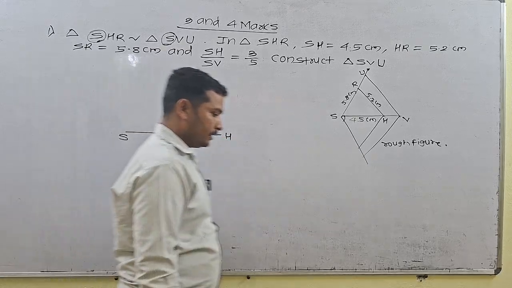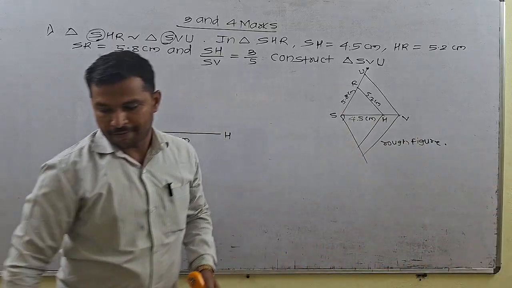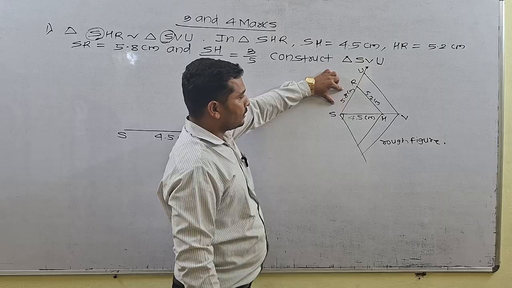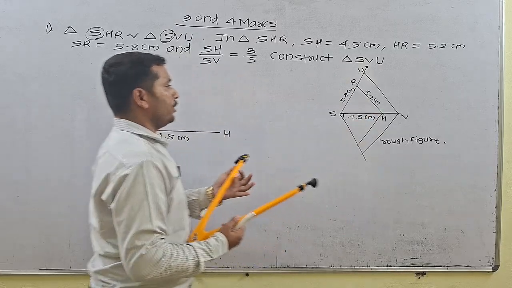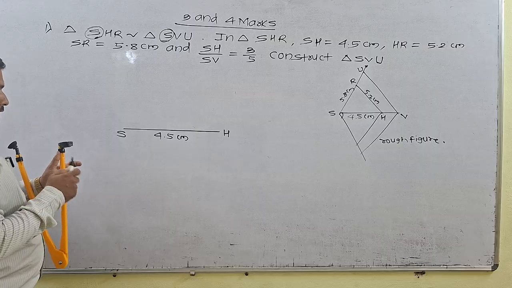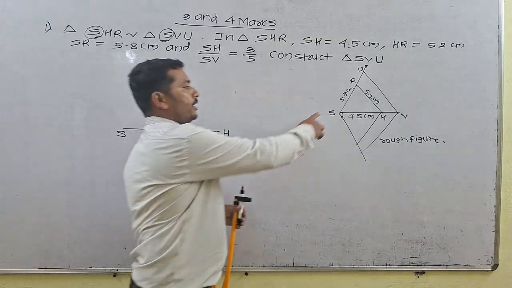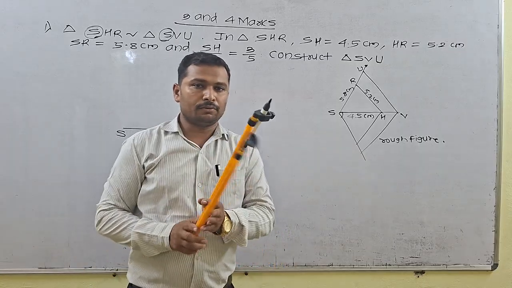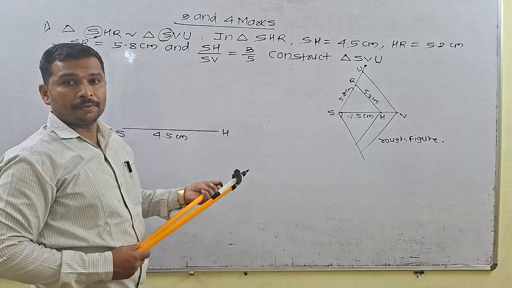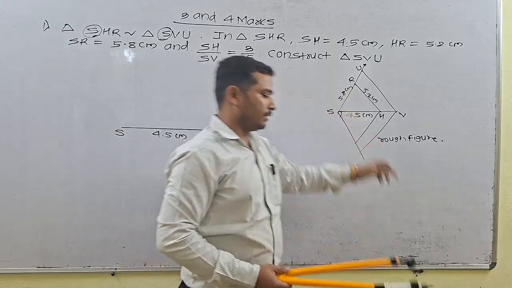Next, take a distance in your compass. There is 4.8 centimeter. There is 5.2 centimeter. Now look at the board. Take a distance in your compass of 4.8 centimeter, right? Then 5.8 centimeter. Take a distance in your compass of 5.8 centimeter.